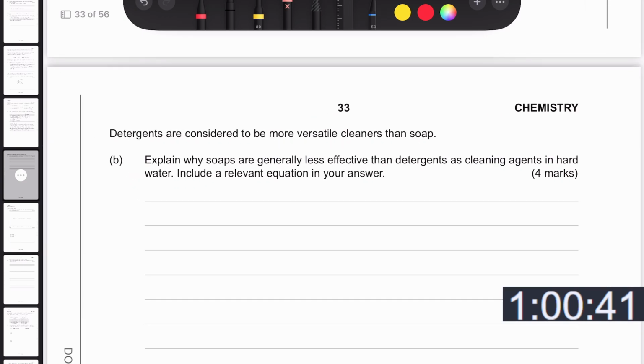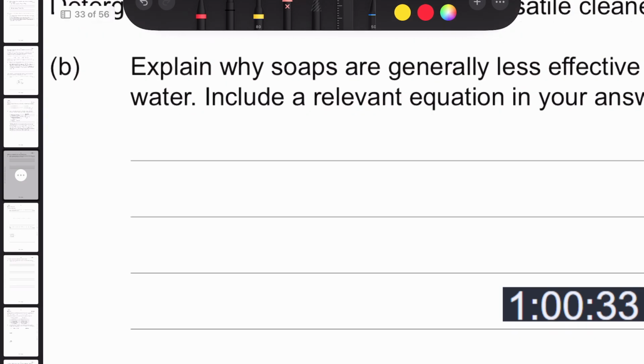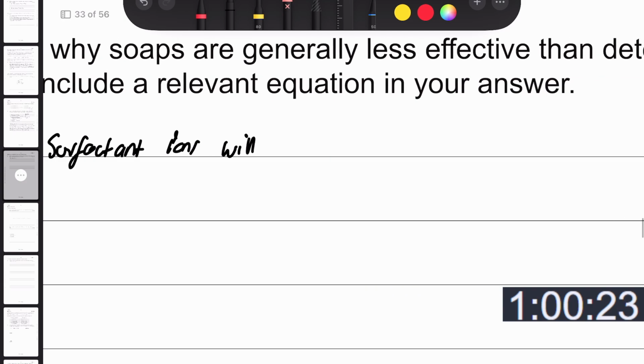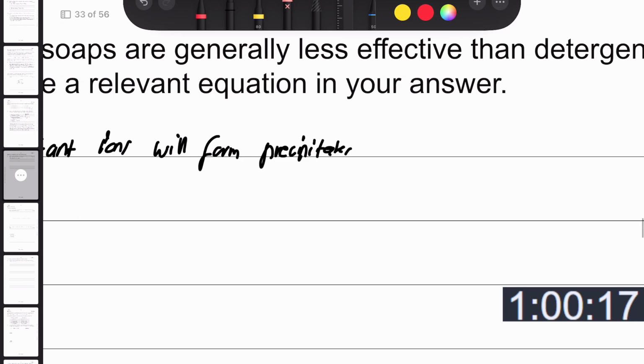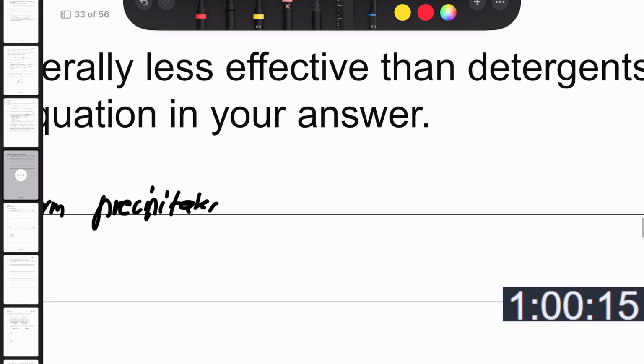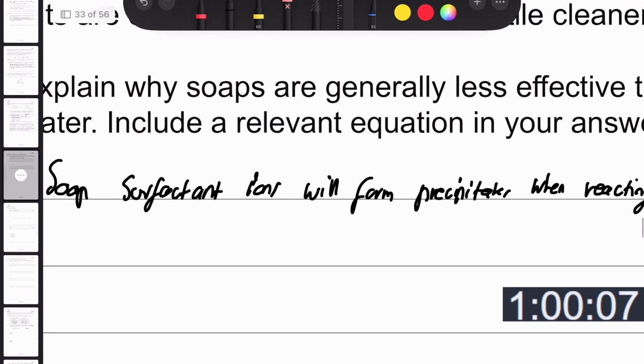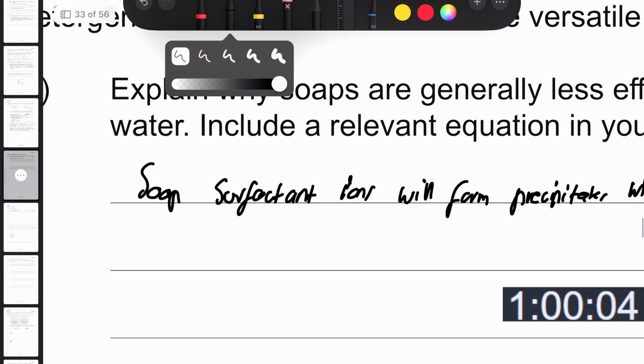Detergents are considered to be more versatile cleaners than soap, explaining why soaps are generally less effective than detergents as cleaning agents in hard water. Okay. Soaps have active ions that will form precipitates when reacting. Maybe I should say, okay, hold on. I'm going to say this first.